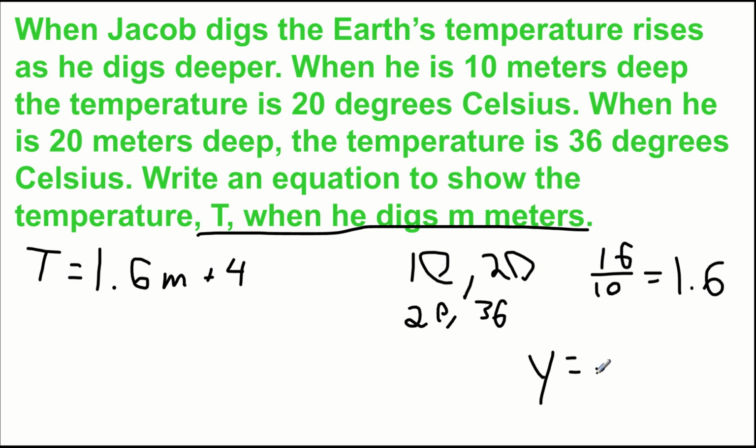So when we do our y equals mx plus b, we'll go with 20 equals 1.6 times 10 plus b. 1.6 times 10 is 16. You need to add 4 more to get to 20, so that's where the 4 comes from. Any questions there? This is not difficult math to do, but it requires you setting things up correctly to get it correct.